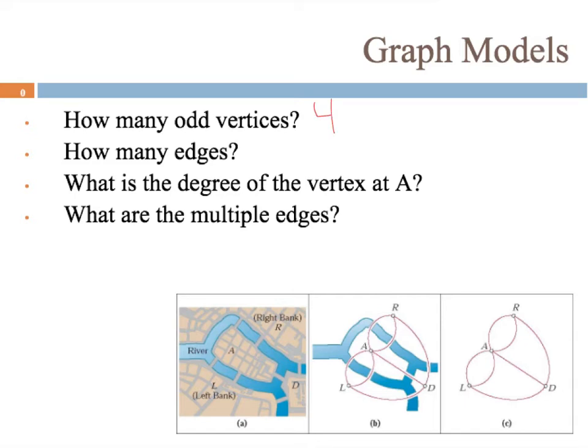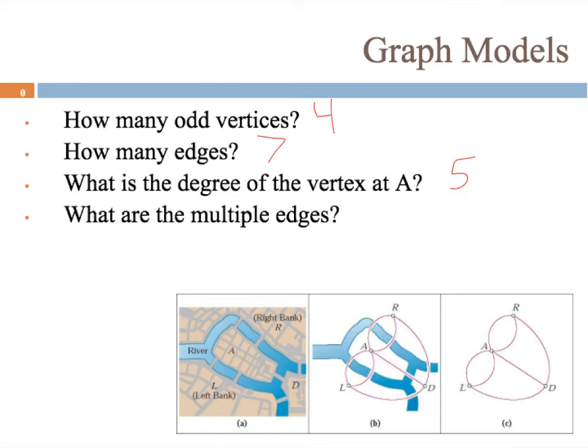How many edges are in this entire thing? All we really have to do is count those up. Here, I'll mark them down. 1, 2, 3, 4, 5, 6, 7 edges. Okay, so 7 edges total. What is the degree of the vertex at A? A has 5 edges coming out of it, so that's going to be degree 5.